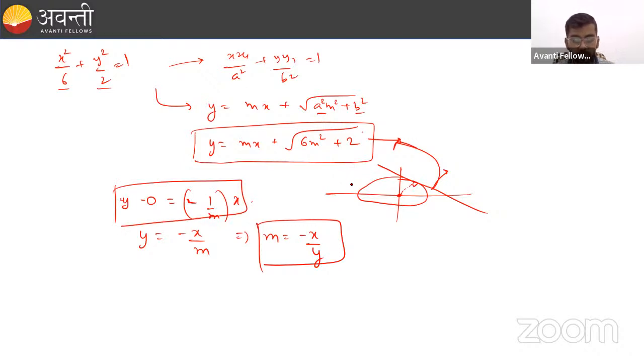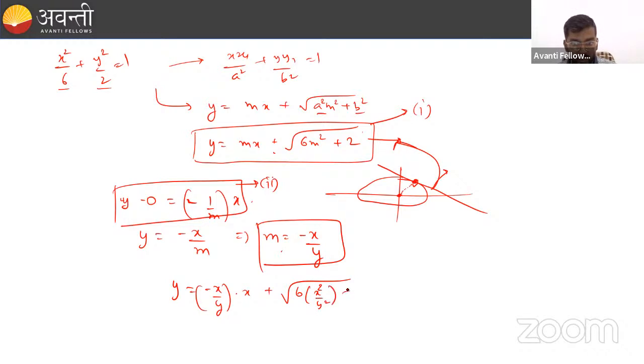So now we'll use this equation in 1. Let's say this is equation 1, and this is our 2. So this result we will use in 1, correct? Because both these lines pass through this point, where the tangent is touching the ellipse. Hence we will get y equals minus x by y into x plus under root 6 times x square by y square plus 2.